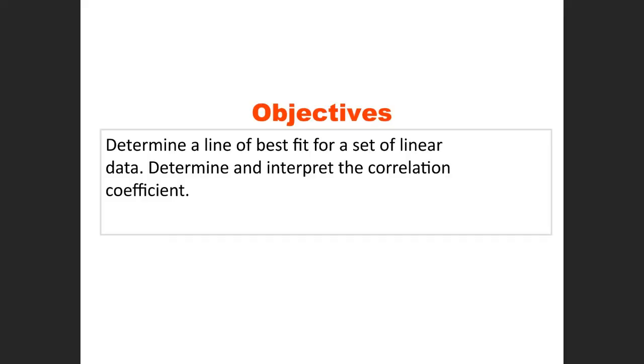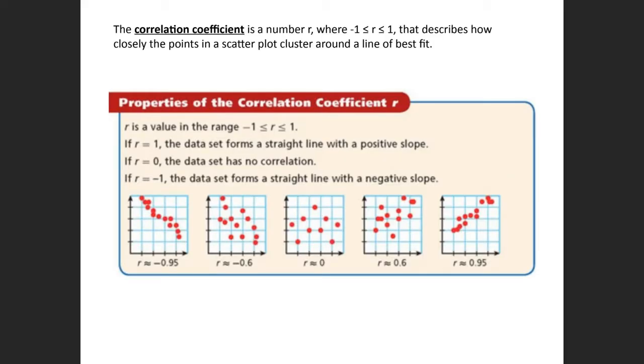The objectives for this week are to determine a line of best fit for a set of linear data, and determine and interpret the correlation coefficient. The correlation coefficient is a number, r, between -1 and 1. So if you give me an answer like 2, I know you haven't watched the recording, because the correlation coefficient has to be between -1 and 1. It describes how closely the points of a scatter plot cluster around a line of best fit.